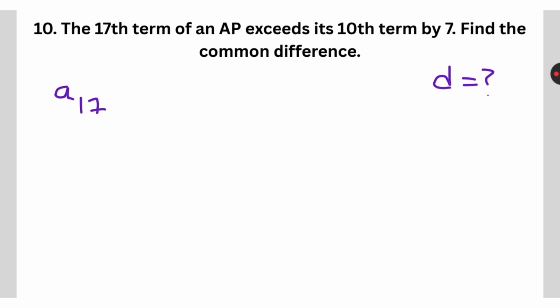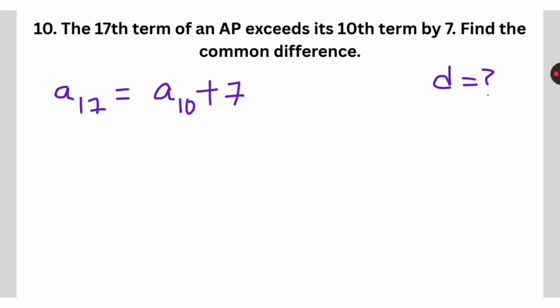How can you get a17? If a17 exceeds the 10th term by 7, then we are going to get the 17th term. That's what they are saying. So for the 10th term, if you exceed by 7, exceeds is nothing but plus. So that means for the 10th term, if you add 7, then we are going to get the 17th term. That's what the given statement says. Using this statement, we are going to find the common difference d.